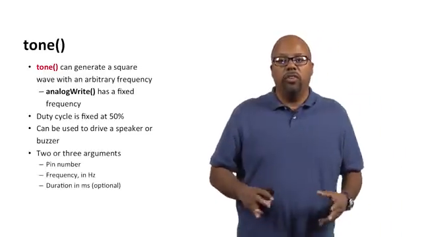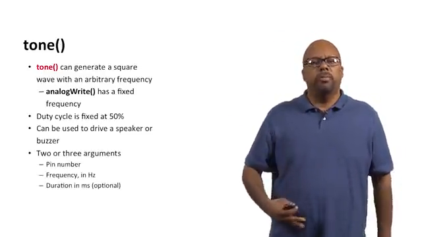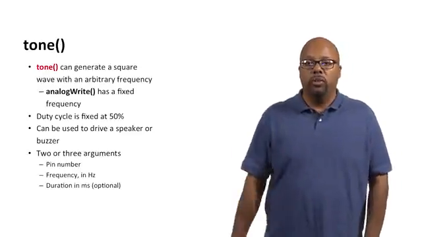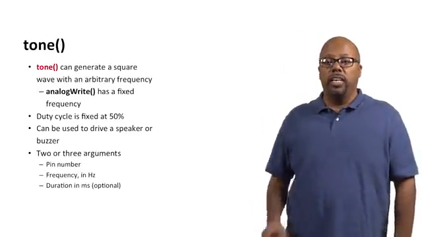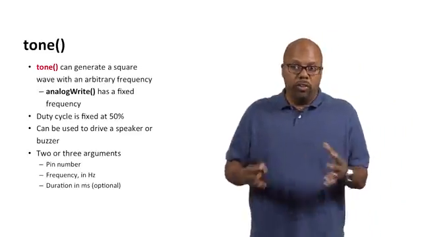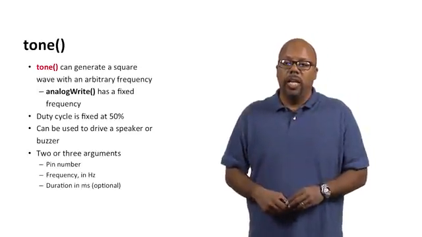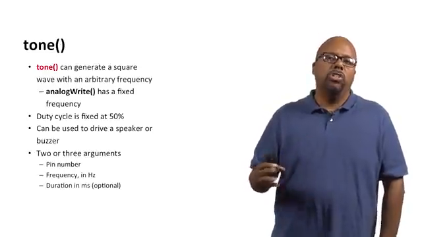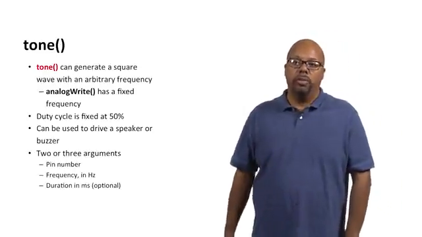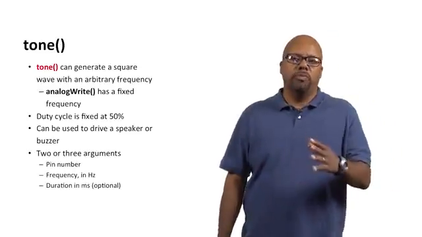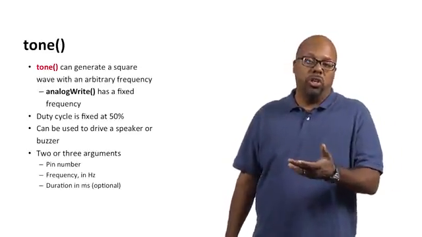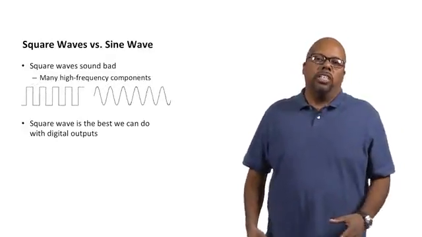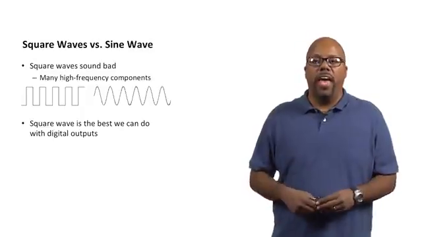Now, tone takes either 2 or 3 arguments. The first argument is a pin number, the pin that you want to generate the tone on, that you want to send this square wave to. The second argument is a frequency in hertz that you want for the signal. So whatever frequency you want, you just send that as a second argument. And then the third argument, which is optional, is the duration in milliseconds. So how long do you want that tone to play? If you don't have a third argument, it'll just play until you call another function called noTone, which will kill it.